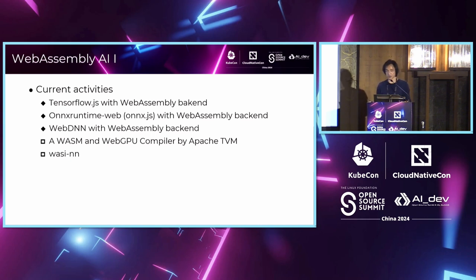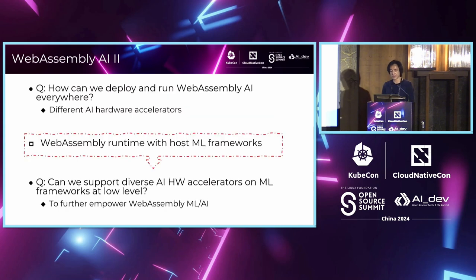So I think, can we have a better way to get machine learning into WebAssembly easily, especially supporting those different AI hardware accelerators? Okay, so for me, in terms of WebAssembly AI, this question comes out: how can we deploy and run WebAssembly AI everywhere?